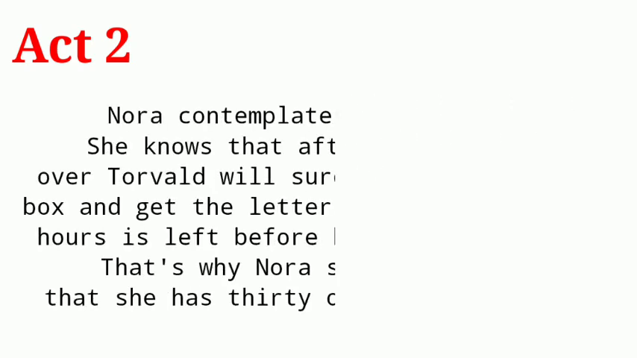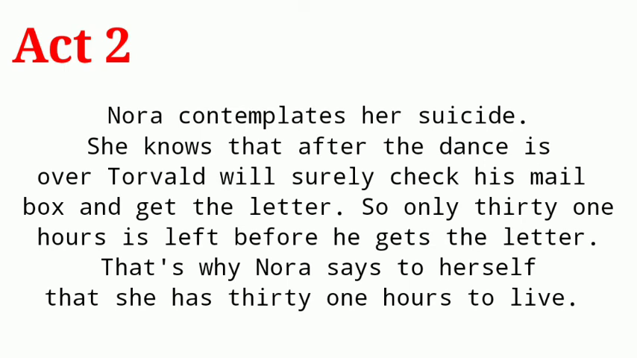After dinner, when everyone has left Nora, she talks to herself and thinks that there are only 31 hours left before the tarantella dance is over, and she has only 31 hours to live, because after the dance is over, Torvald will surely check the mailbox and he will get the letter. So she plans to commit suicide. That is why she says to herself that she has 31 hours to live. Here the second act ends.